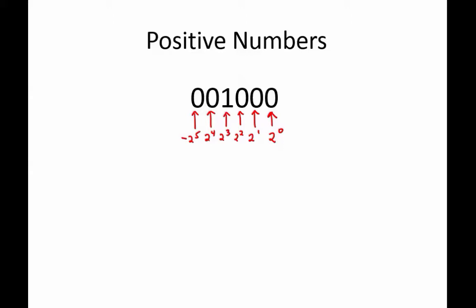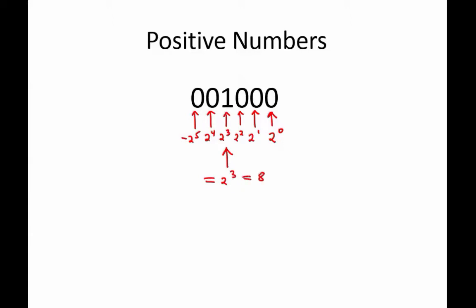If your number has a 0 in a certain position, then the power of 2 associated with that position is not present in your number. If the number has a 1, then that tells us that the corresponding power of 2 makes up part of the number's value. To figure out the value of the number 001000, we see that there is a single 1 which is in the 2 cubed position, so this number is equal to 2 cubed, which equals 8.